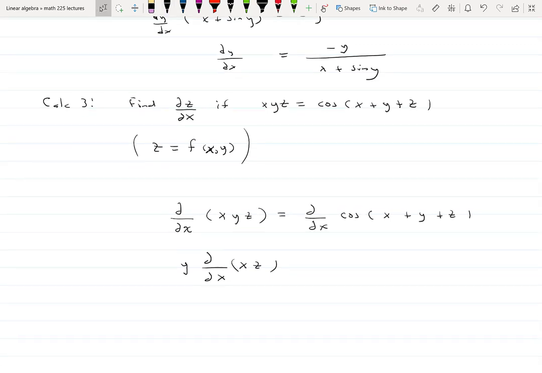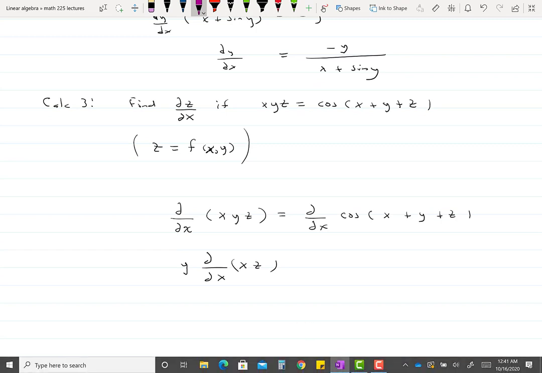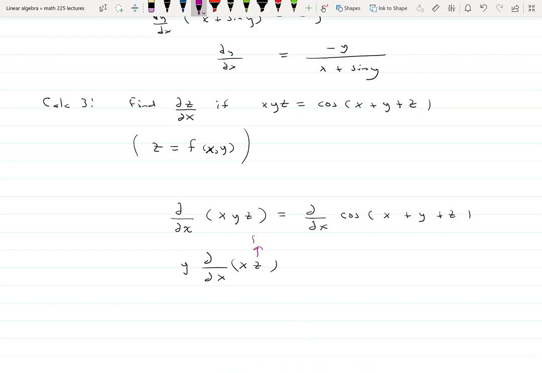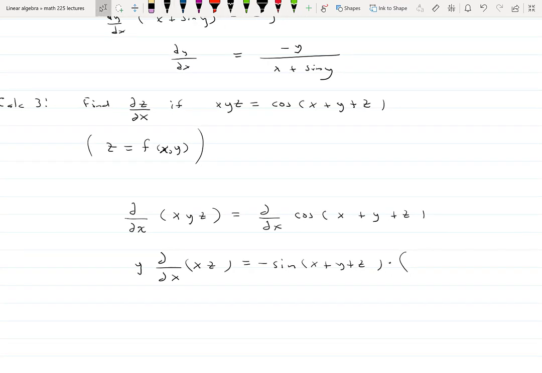If you're still not with me on that, x is a variable, and so is z, I'm assuming, a function of x and y. So z also is a function of x. So the y can factor out, and I'm going to take the derivative of the right-hand side. The derivative of cosine is negative sine of whatever we're taking the original cosine of, times the derivative of the inside function with respect to x.